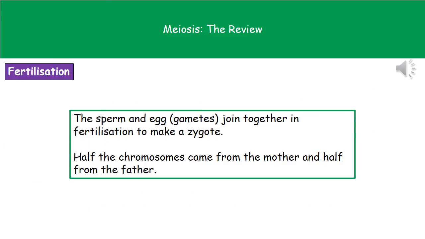So the process of fertilization then, quite simply, is when the sperm and the egg cell have joined together and their nuclei have fused. Once that takes place, what we've made is something called a zygote. So what we find in that zygote then is half of the chromosomes came from the mother and half of them came from the father.